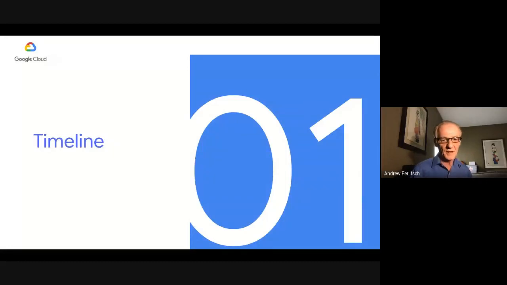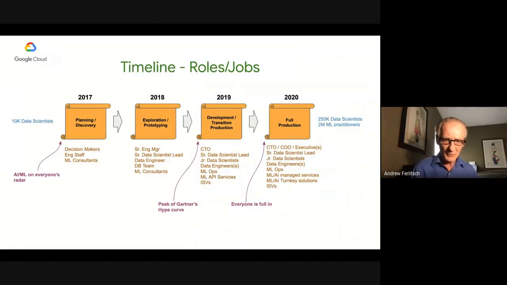Okay, well, in this talk, I'm going to just give you an overview of what machine learning is like in production. And if you were in a large enterprise company, what would be expected of you? So we'll start with how it evolved. 2017 is really when AI and ML was on everybody's radar. At that time, worldwide, we had about 10,000 data scientists. And so the big companies were what we call in the planning and discovery phase.